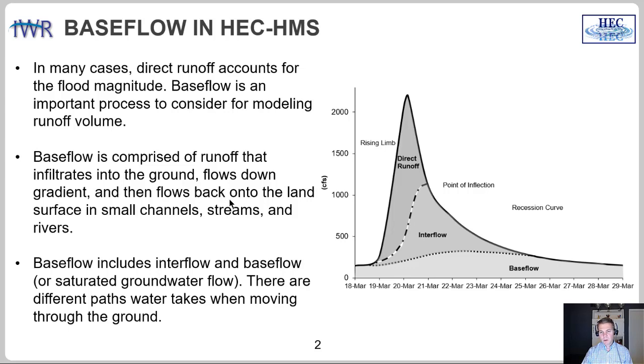Base flow includes multiple components, so we have an interflow component and what I'm going to refer to as a base flow component. So either I'm going to call it base flow, and when I do, sometimes I'm going to mean interflow and base flow, and other times I'm going to mean just base flow, which when I talk about that, that's saturated groundwater flow, so we have water that percolates into the groundwater table, and then water from the groundwater table does contribute to channel flow at some portions. Interflow, that's going to be water that travels in the unsaturated portion of the soil down gradient, and then at some point it's going to come back onto the land surface in a small stream or channel.